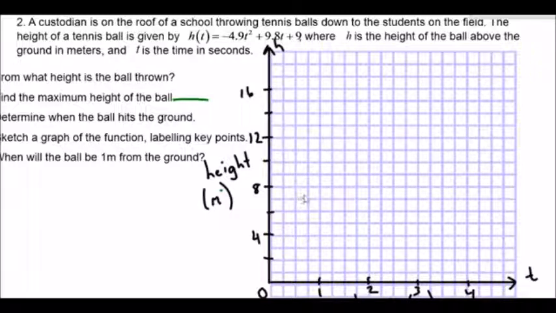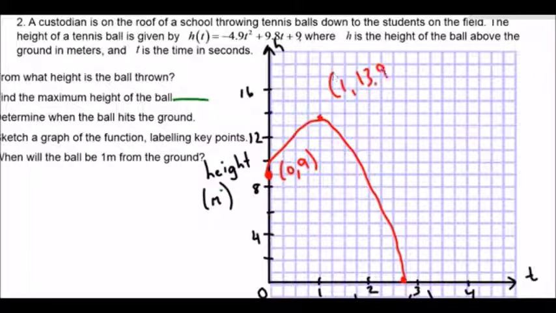And so now, what is the key information? We know that the ball starts at 9 meters, so that would be here. We know that after 1 second, it's at the maximum, which is 13.9. So I'll put a dot here. And we know that the ball hits the ground at 2.7 seconds, so right about here. I'm going to connect those. There's my parabola. And my key points are at (0, 9), at (1, 13.9), and at (2.7, 0).